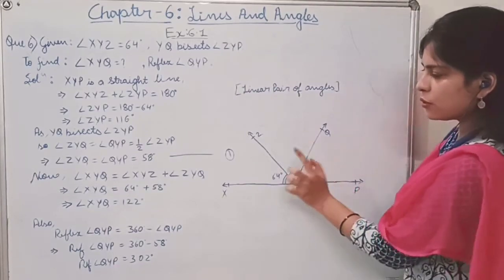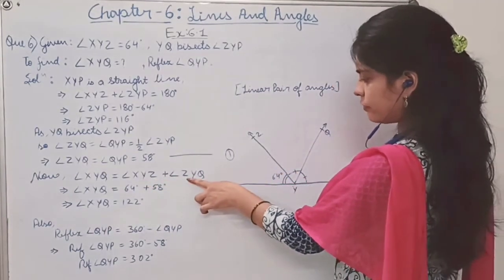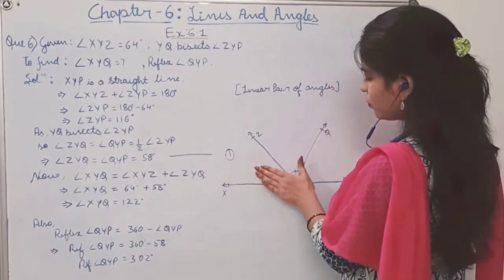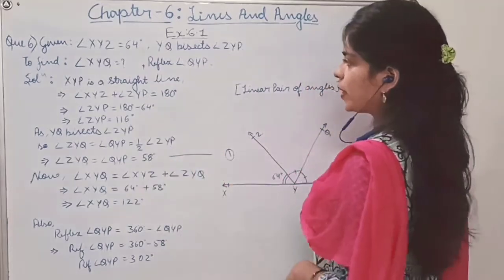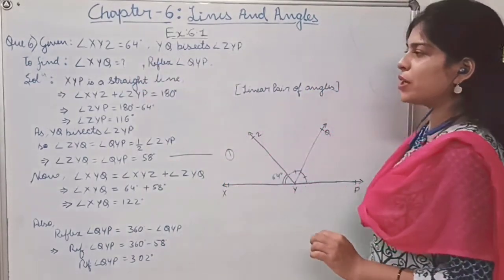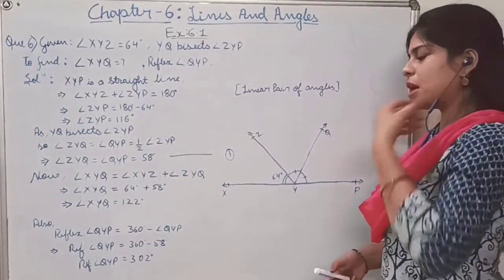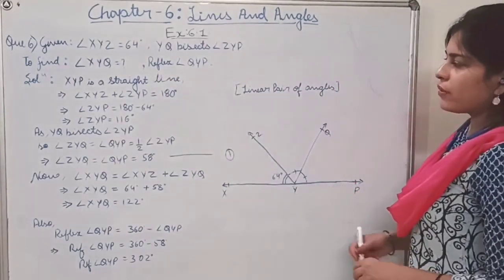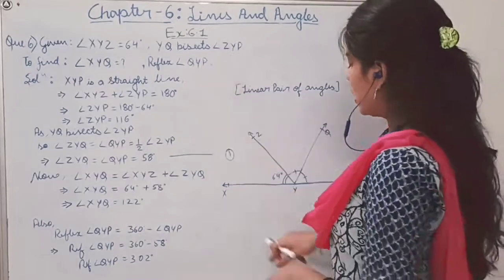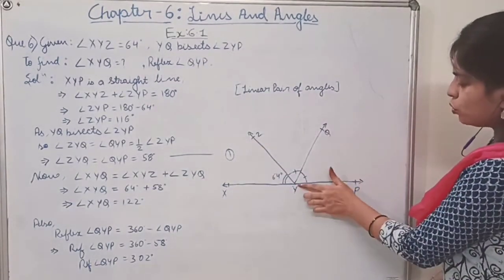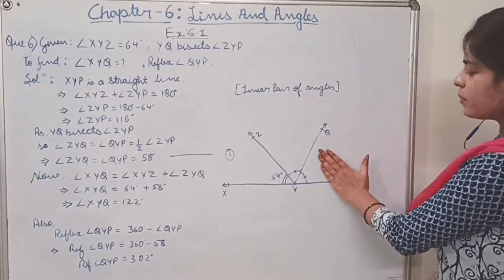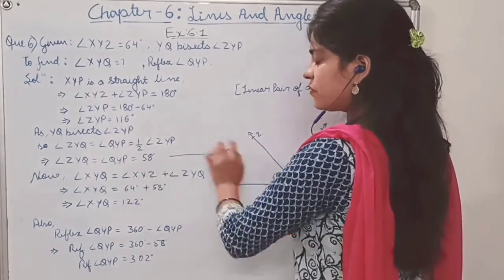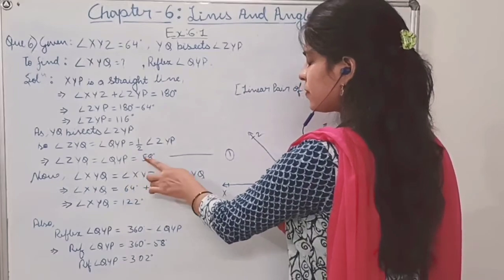So XYQ is equal to XYZ plus angle ZYQ, that is 64 plus 58. So 64 plus 58 is 122. One of the values which was asked in the question is found. Next, we have to find reflex of angle QYP. To find the reflex of angle QYP, we should know the measure of angle QYP, and we have already calculated it, it is 58 degrees.